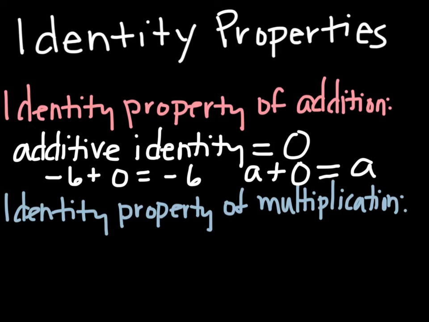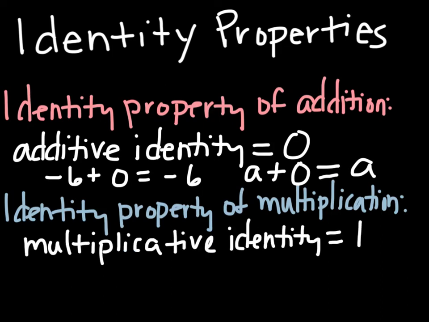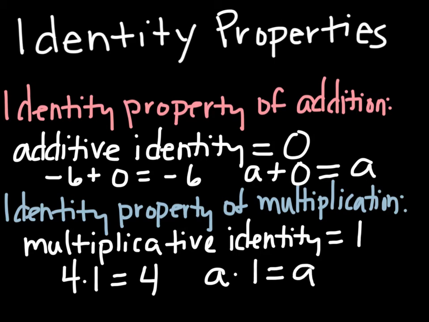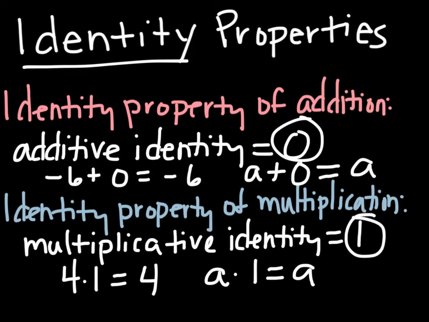Let's look at the identity property of multiplication now. The identity property of multiplication tells us that any number multiplied by the multiplicative identity, which is 1, is the number. For example, 4 times 1 will equal 4. That relates to algebra because any variable times 1 will simply equal the variable. So these properties of 0 and 1 are called the identity properties. And in this case, the numbers 0 and 1 are called identities.